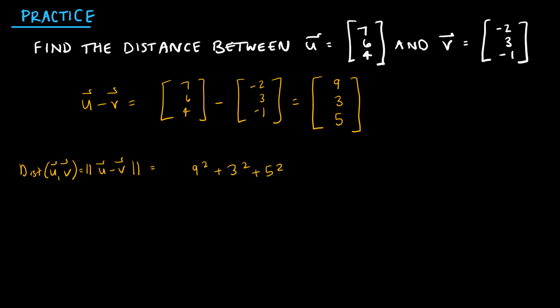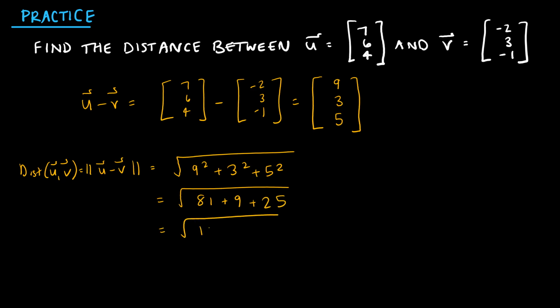So 9 squared is 81, 3 squared is 9, 5 squared is 25. I add those values together, I get the square root of 115, and that is, therefore, the distance between u and v, which is the same as the length of u minus v.